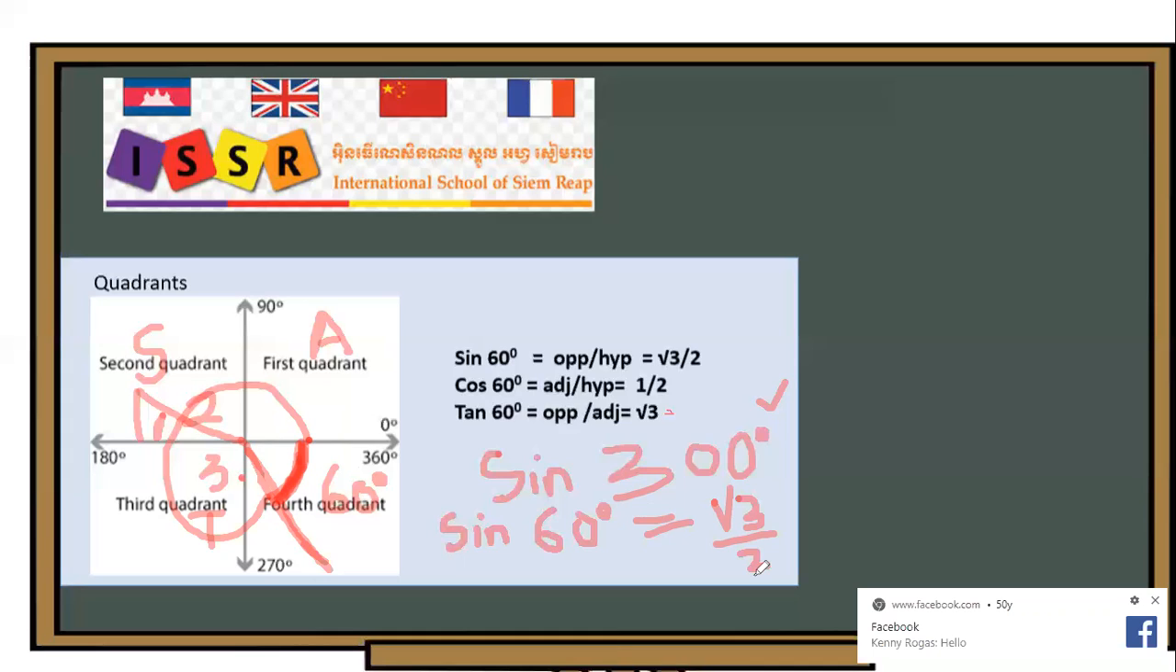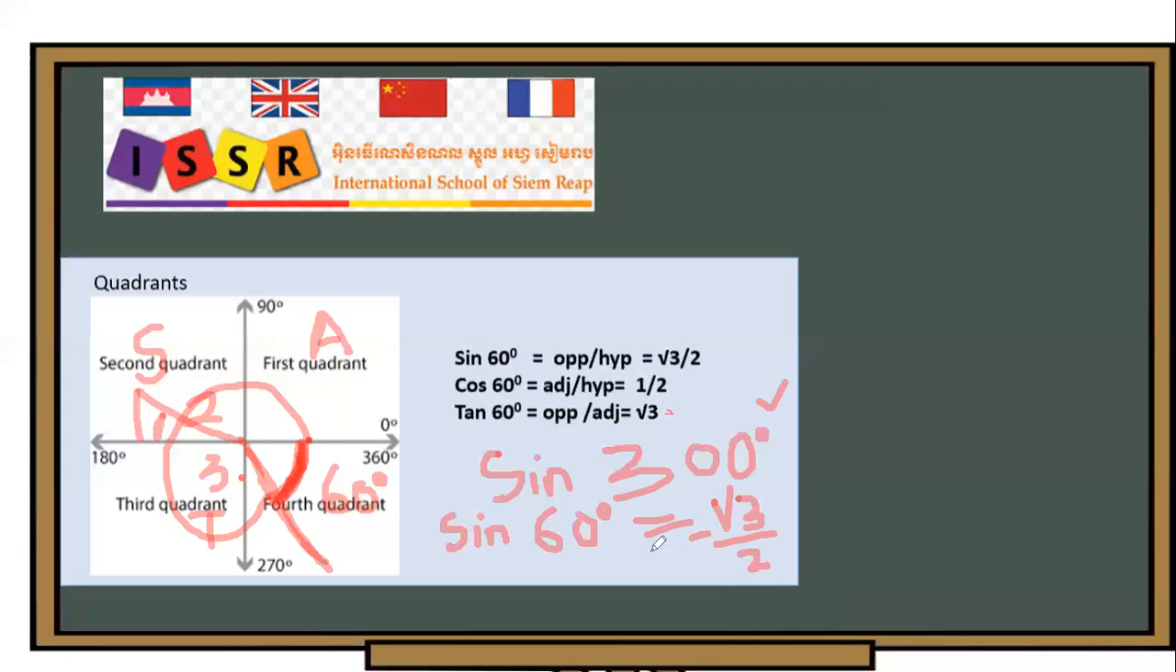But remember that it's only the cosine that is positive in the fourth quadrant. Meaning to say this one is going to be negative. Therefore, my answer for sine 300 degrees is minus root of 3 over 2. Right, this is my answer.